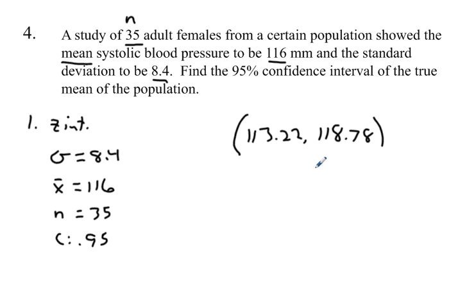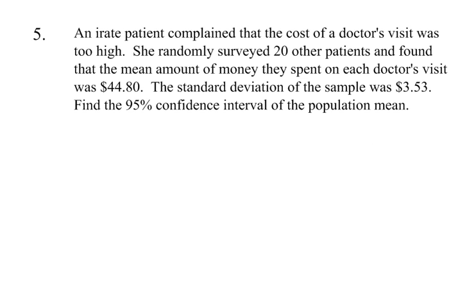All right. Let's run through another example. And again, don't write all this down. It's in your book. It's problem number 5. Let's read it together. An irate patient complained that the cost of a doctor's visit was too high. She randomly surveyed 20 other patients. Right there, let's underline 20. So 20, that's the number of patients. That's a big hint that tells us which interval to use.